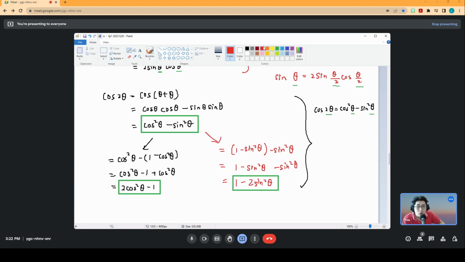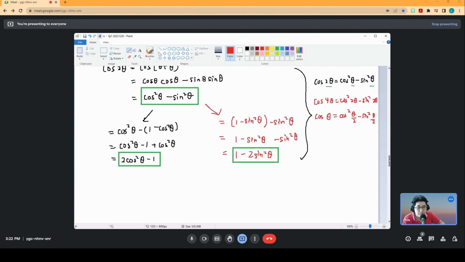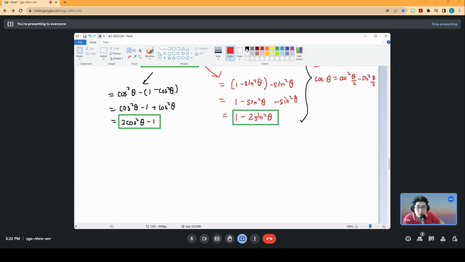So over here, if you have cos of 4 theta, it means that you should have cos square 2 theta minus sine square 2 theta. If you have cos of single theta, you should have cos square of theta over 2 minus sine square of theta over 2. Again, the relationship is just double and half. Then from here, we come to tangent.